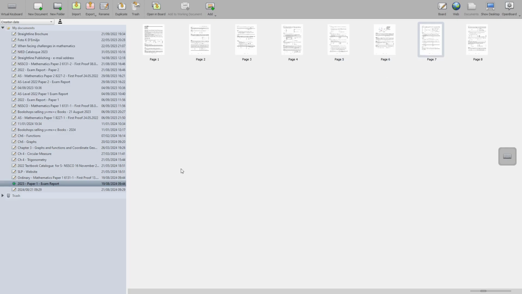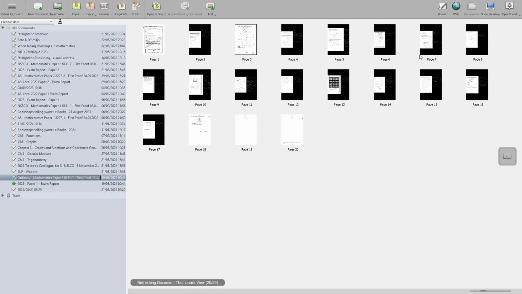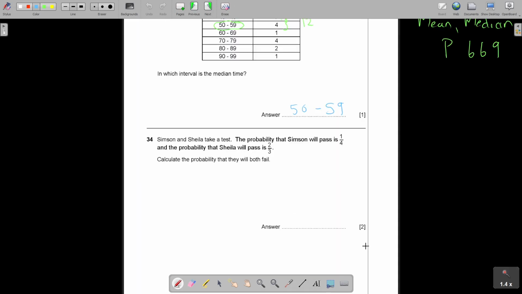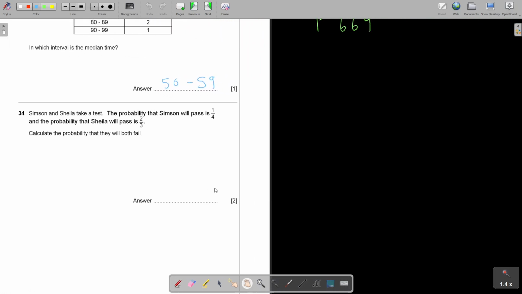Let's go back to the question paper. Yes, there's still one question on this paper. Let's quickly do the final question on this paper. I just want to move it a little bit back.